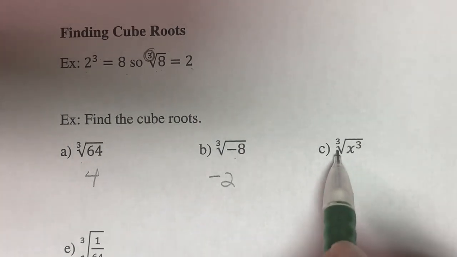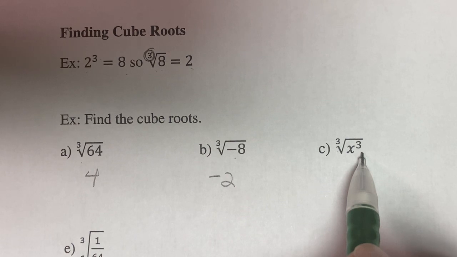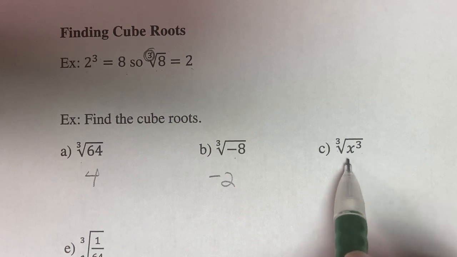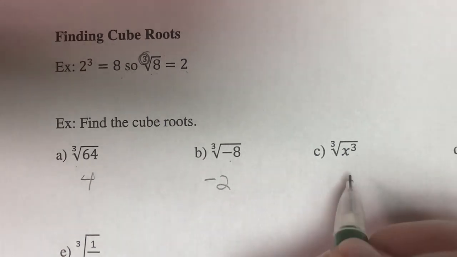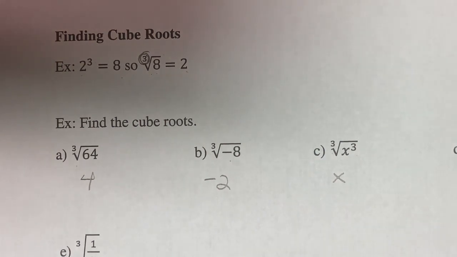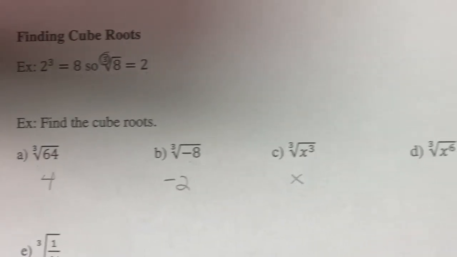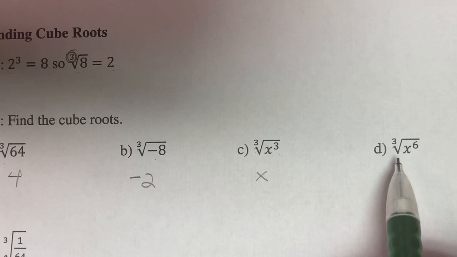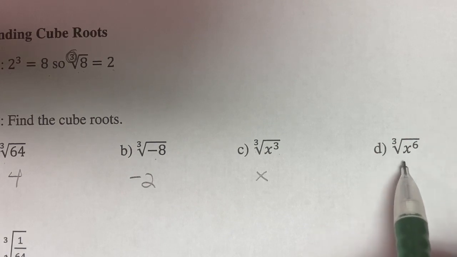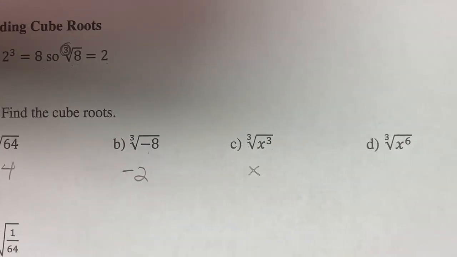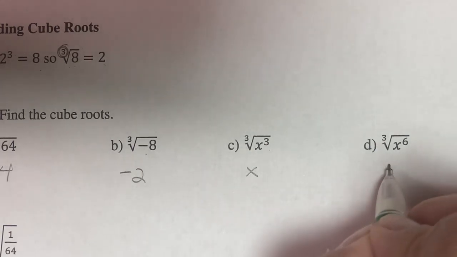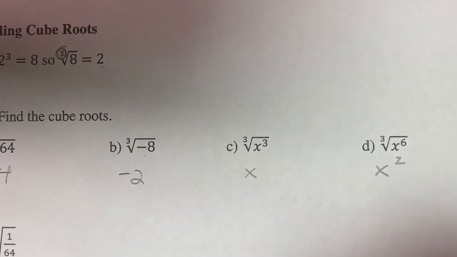How about here, the cube root of x cubed? Well, what multiplied by itself 3 times gives me x cubed? That's simply going to be x. How about the cube root of x to the 6th? What multiplied by itself 3 times is going to give me x to the 6th? That's going to give me x squared.